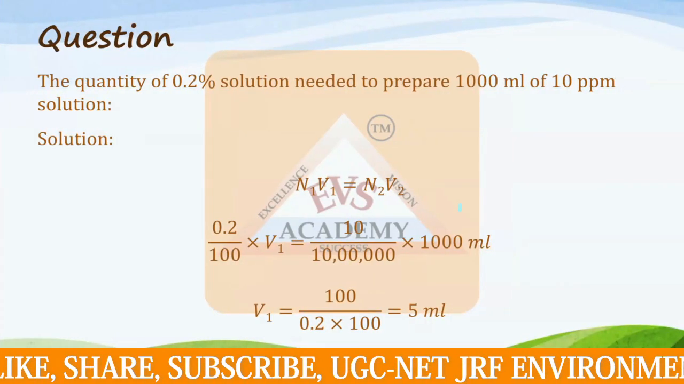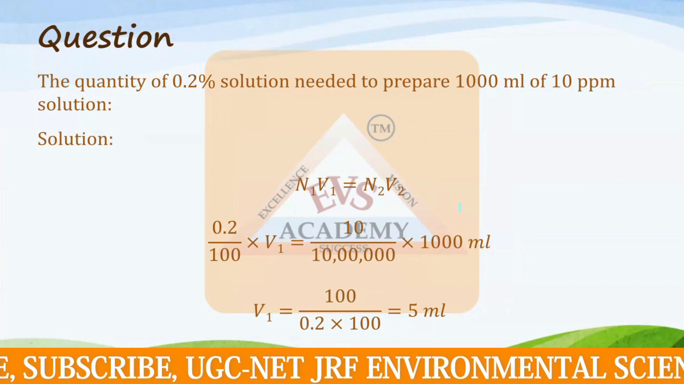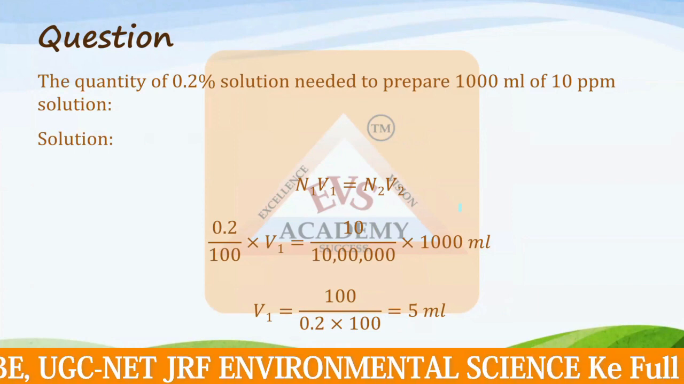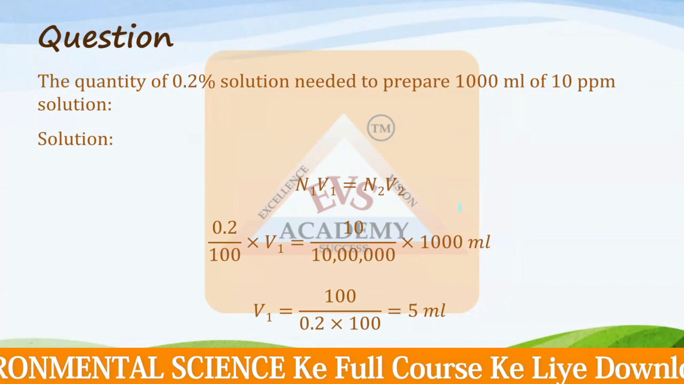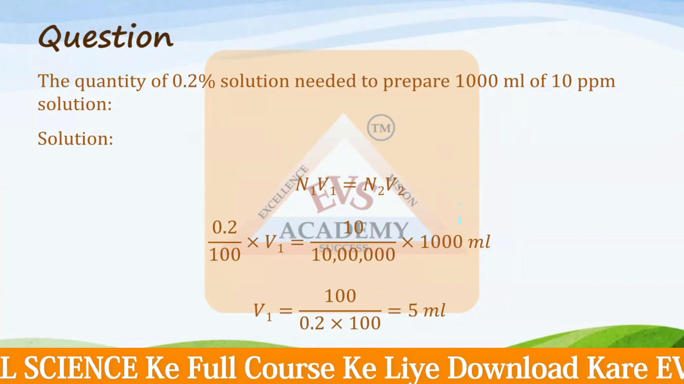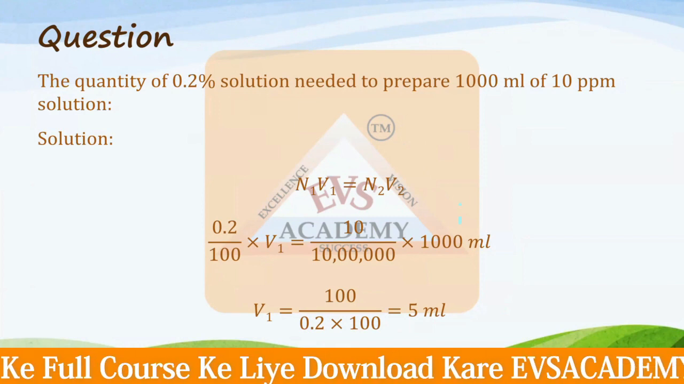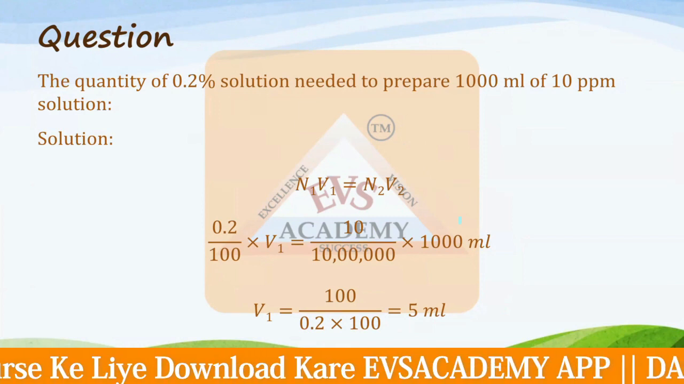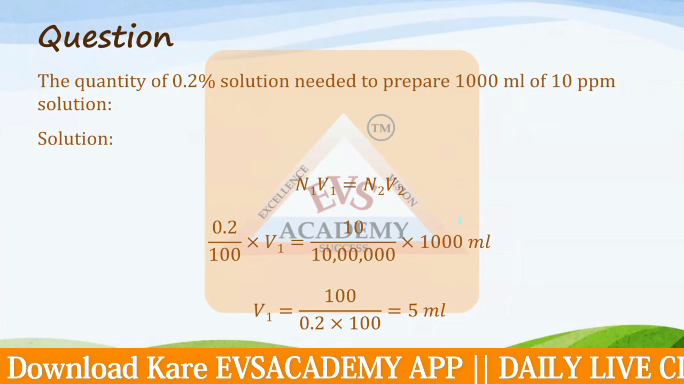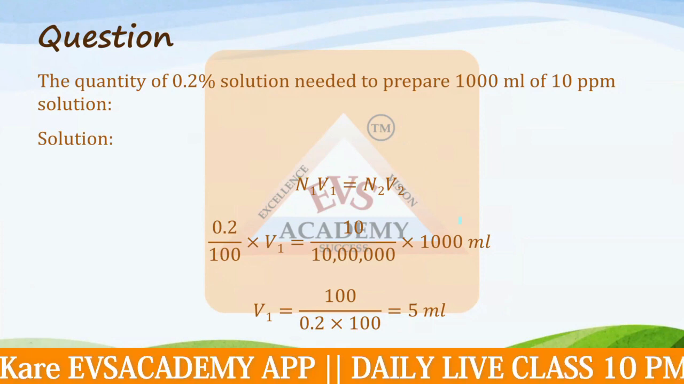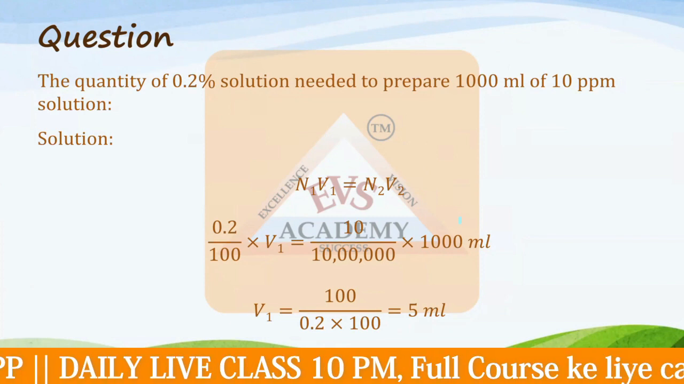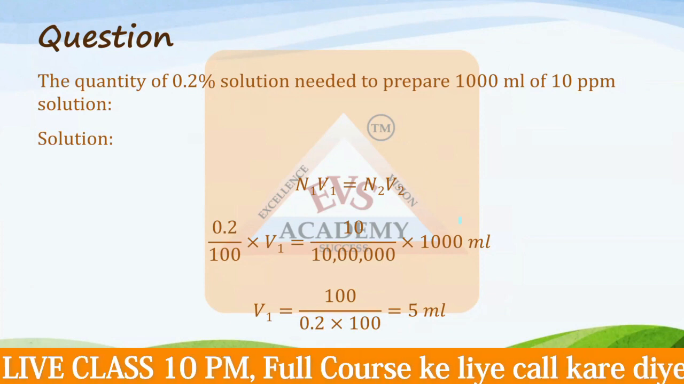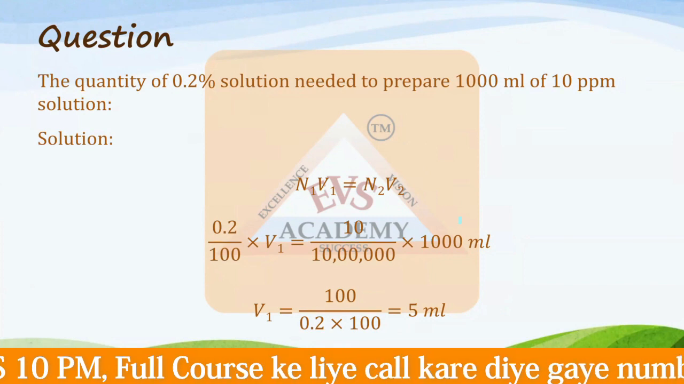Another question you can see here: the quantity of 0.2% solution needed to prepare 1000 ml of 10 ppm solution. So 0.2% is the solution concentration. You have to calculate the quantity of the solute. How can you create a 10 ppm solution, 1000 ml, from a 0.2% solution? So basically, this is a question on conversion of ppm to percentage, percentage to ppm.